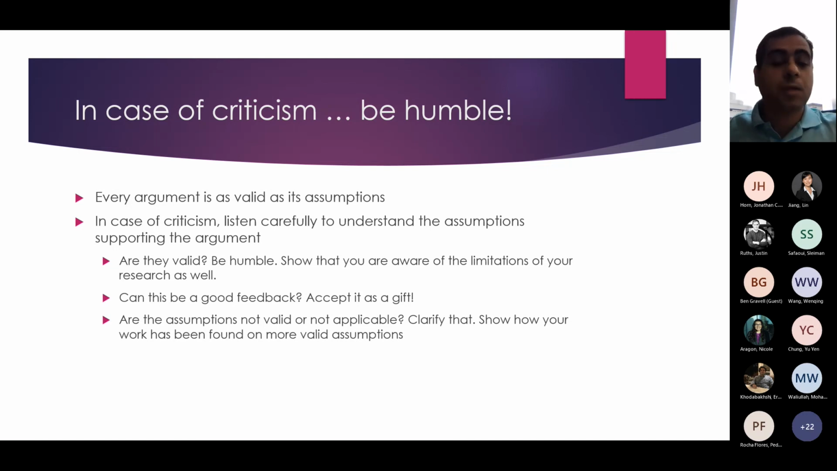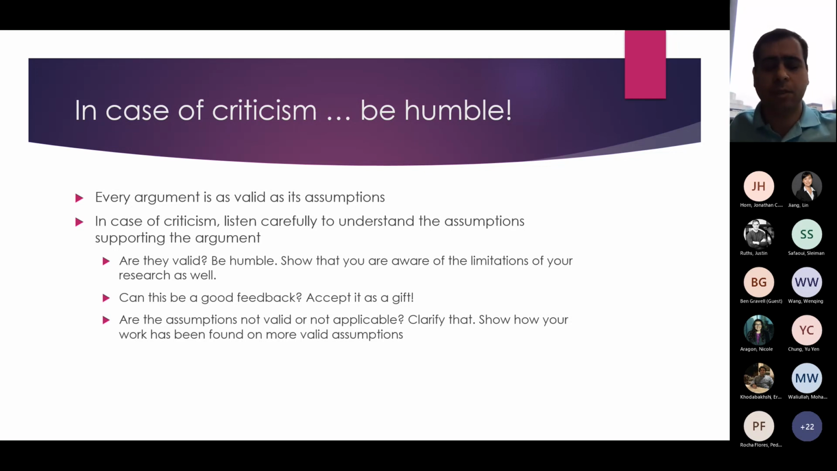Or sometimes you see that this is very good feedback. Yeah, the other person is right. This is a limitation that could be avoided. Then accept it as a gift, because this is a gift. When somebody gives you a valid criticism that can improve your work, that's a gift. That is very valuable feedback, and take it as a gift and assure them that you will implement it.